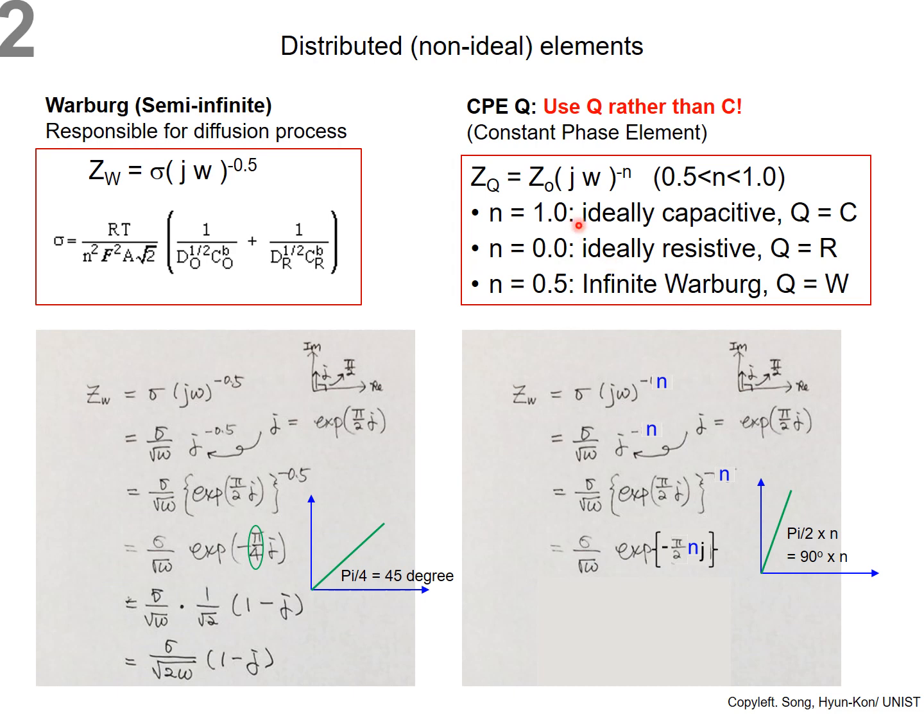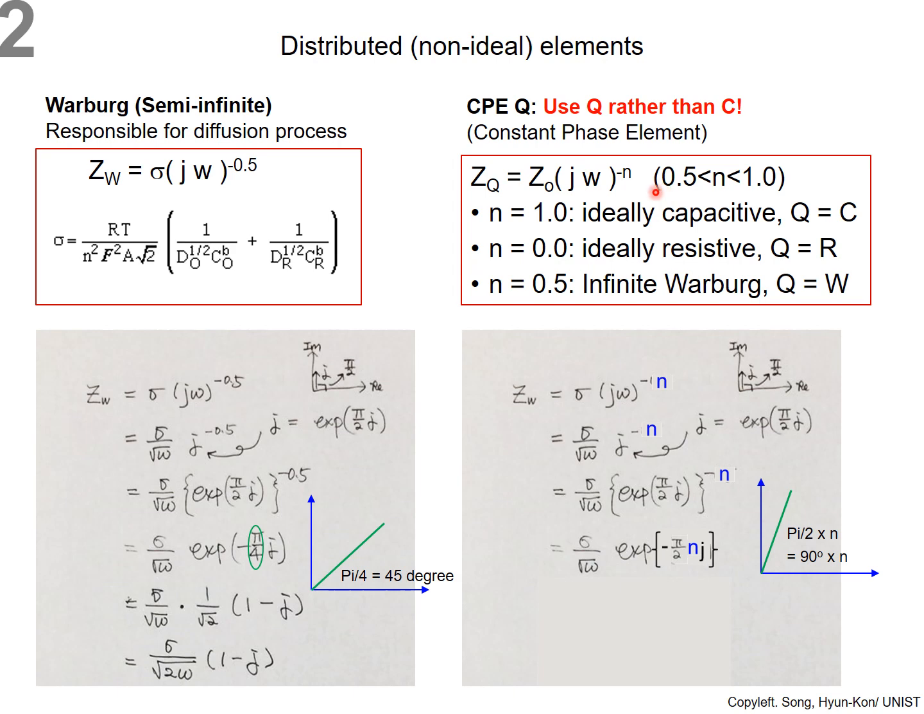When the n value is going to 1, then 1 over j omega. What is that? That is the capacitance. Usually, CPE has an exponent value between 0.5 and 1.0. Again, 1.0 indicates the capacitance, 0.5 indicates the Warburg. Usually between them, we could obtain some values of CPE impedance.